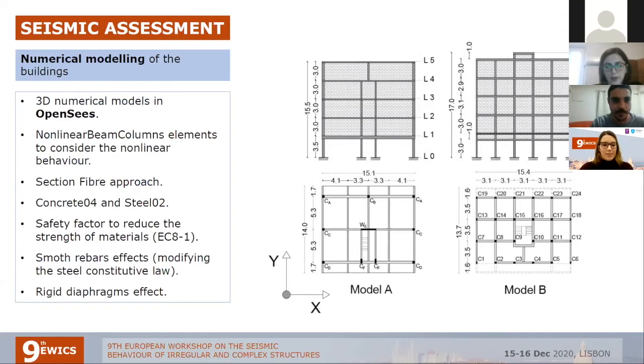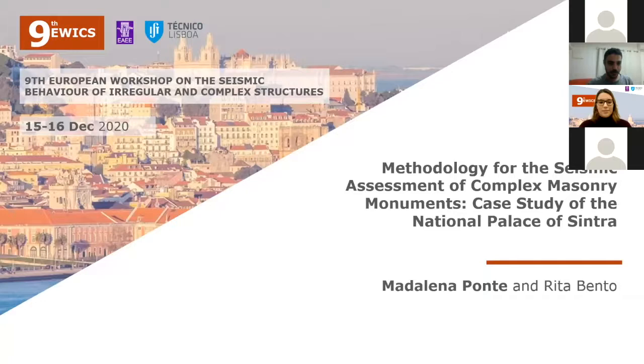Okay, now we go to the presentation of Madalena Ponte, if she's ready. Thank you, Victoria. Thank you. So the next speaker is Madalena Ponte, and the title of the presentation is Methodology for the Seismic Assessment of Complex Masonry Monuments, Case Study of the National Palace of Sintra.